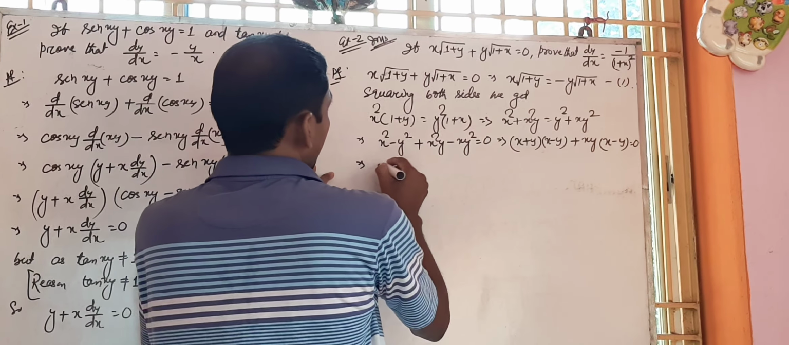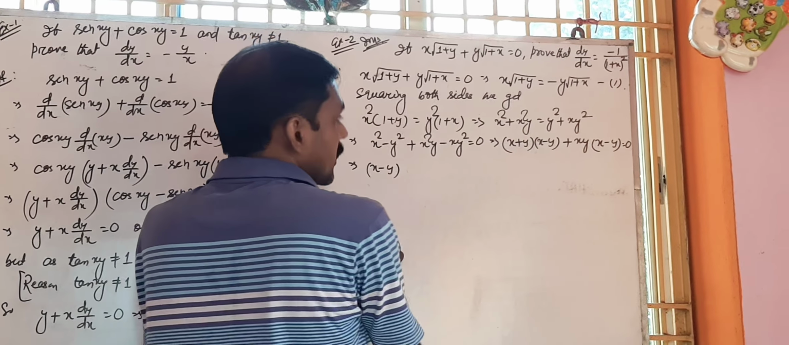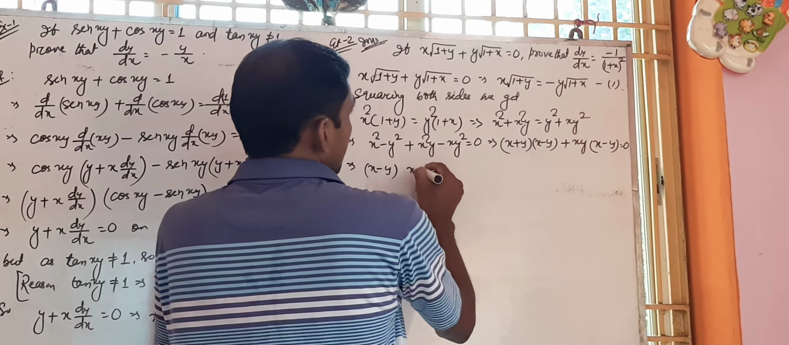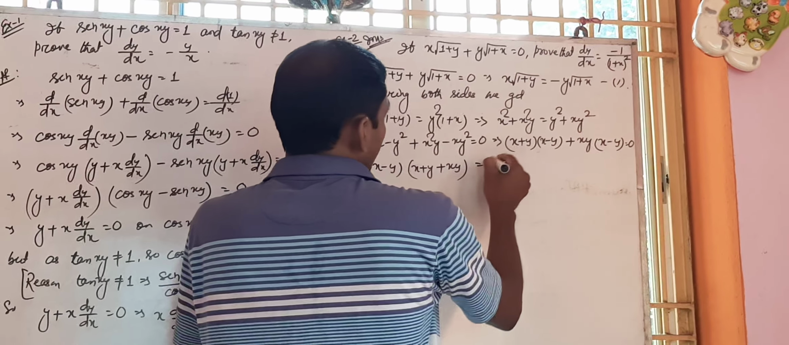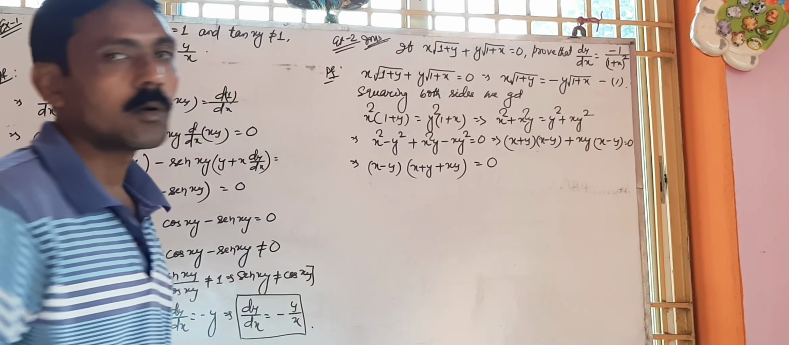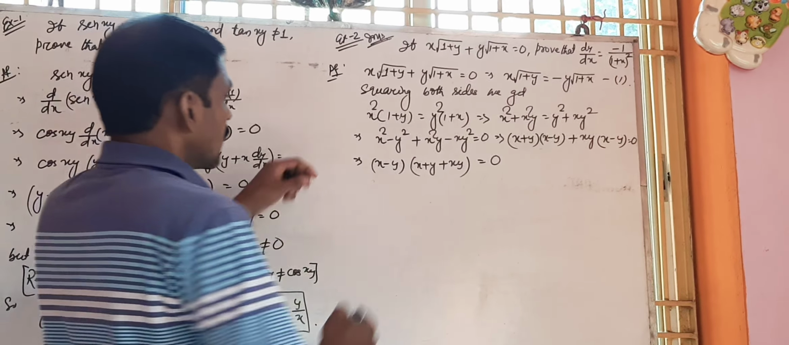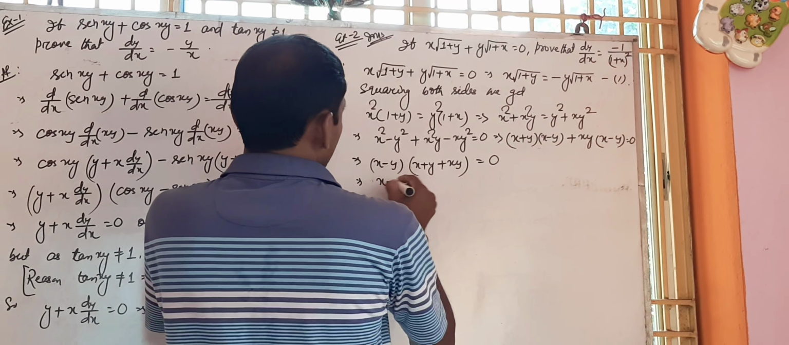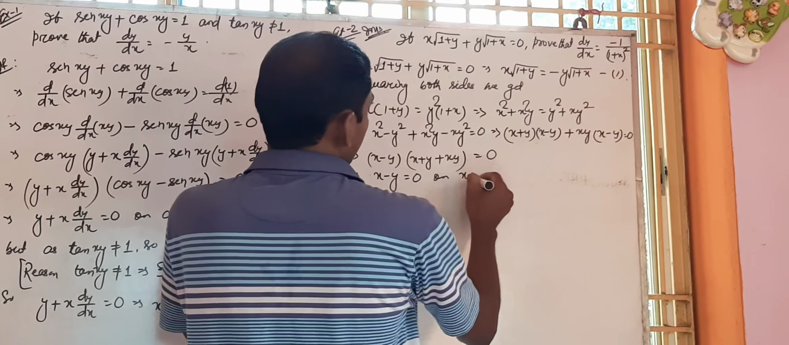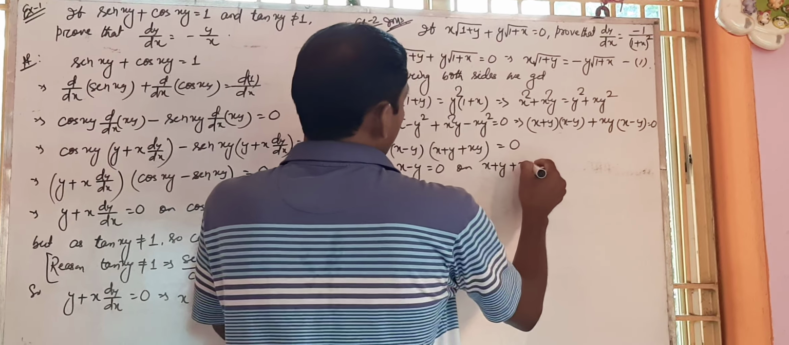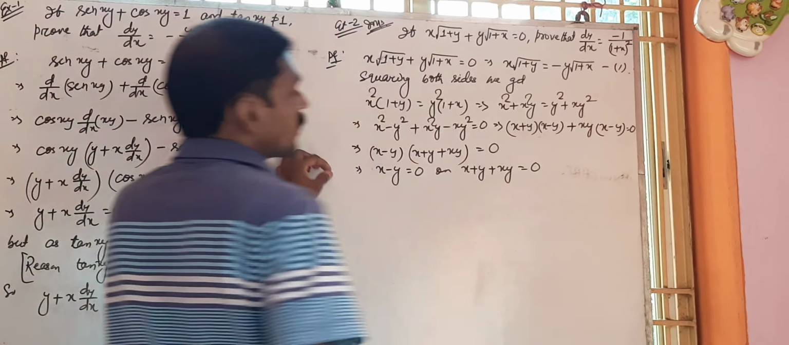Now from the whole, x minus y is common, so it is x plus y plus xy equal to 0. So again, here we got either x minus y equal to 0 or x plus y plus xy equal to 0.